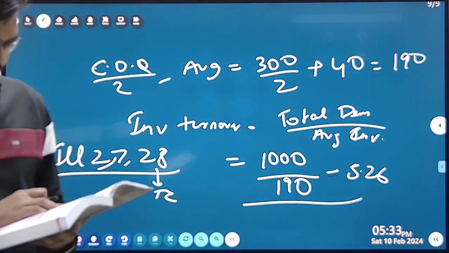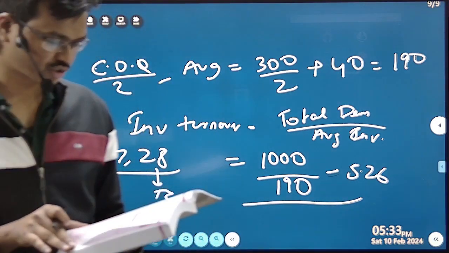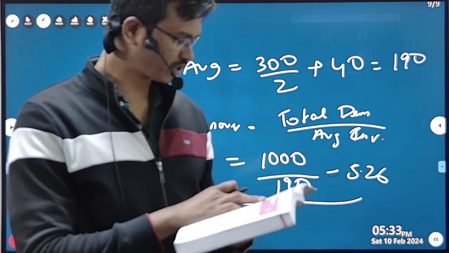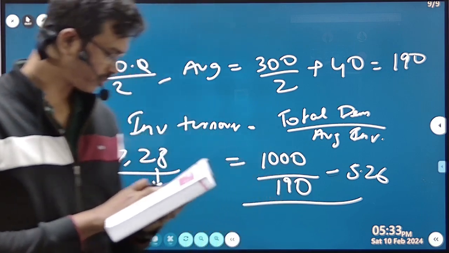Illustration 29 we will see at a later time, because this has probability and we'll cover it in a later chapter. So we'll come back to this.